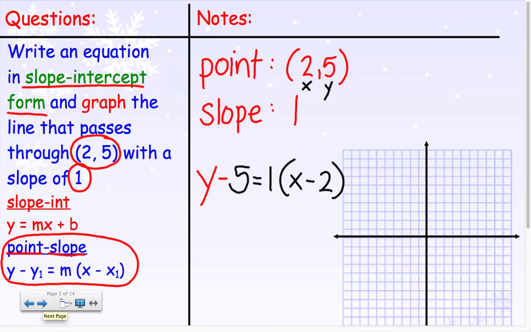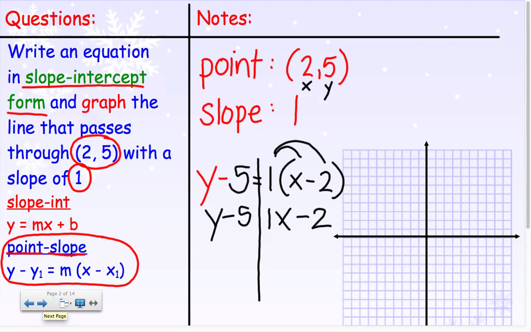If I want to put it in slope-intercept form, I need to distribute. 1 times x is 1x, 1 times negative 2 is negative 2. Bring down the y minus 5, add 5 to both sides. y equals 1x plus 3.